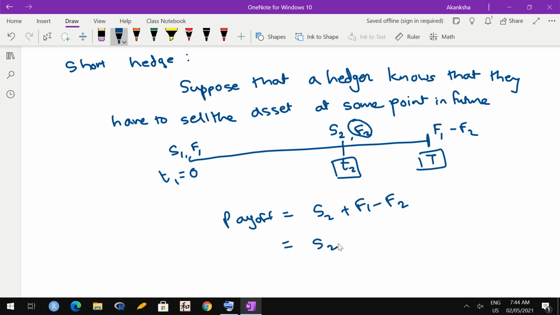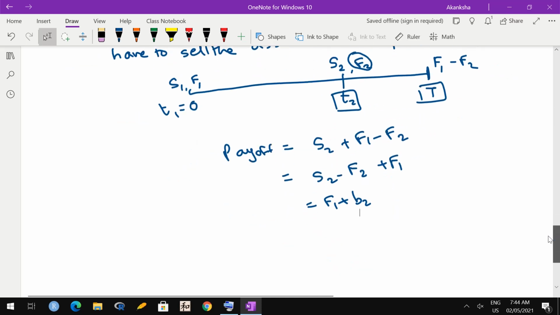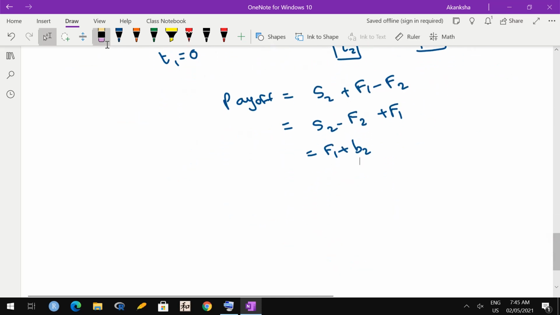So what is this? S2 minus F2 plus F1. So this is F1 plus B2. So the payoff is F1 plus B2, where B2 is the basis risk at time point 2.